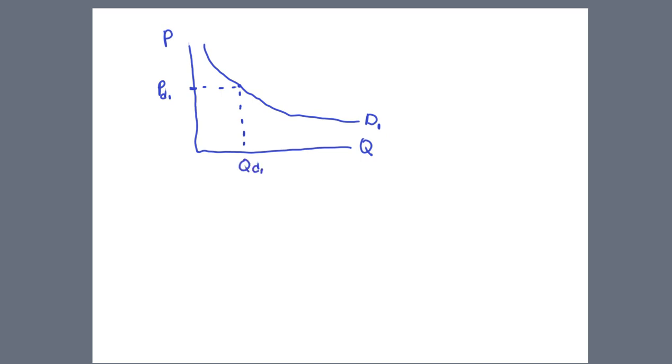On Valentine's Day, more people want to buy roses for their significant others. So at that same price, and it doesn't matter that prices are higher at other times of the year, this is our new demand. People are demanding more. So the demand curve shifts.